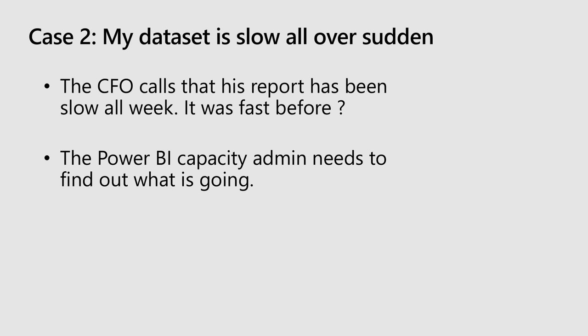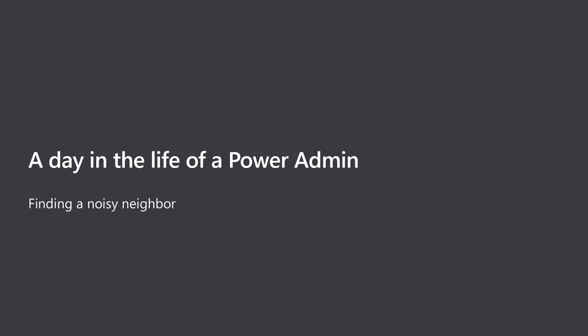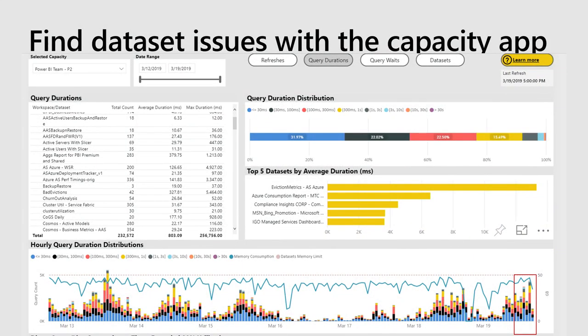Okay. All right. So in this case, now that we've seen refreshes, we're going to talk about datasets being slow all of a sudden. So the CFO is looking at this report. Last week was fast. This week, not so much. So what's going on? It was fast before. So, the capacity metrics app. This is a screenshot of the query page of the metrics app in the dataset tab as well.